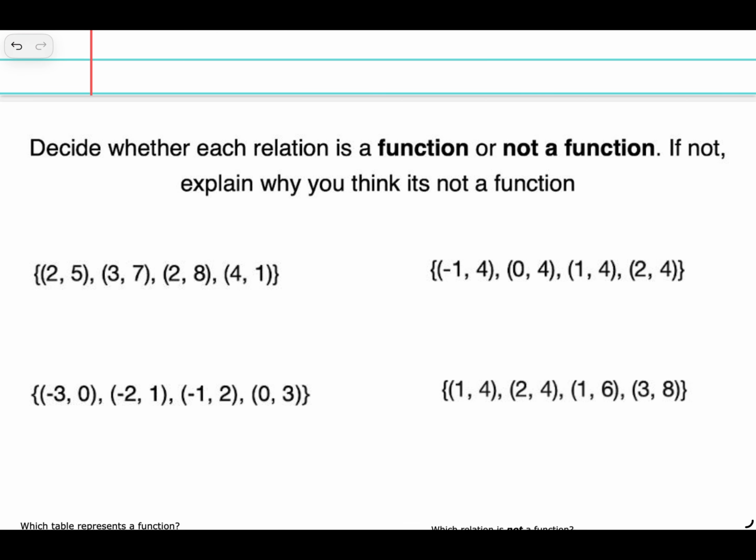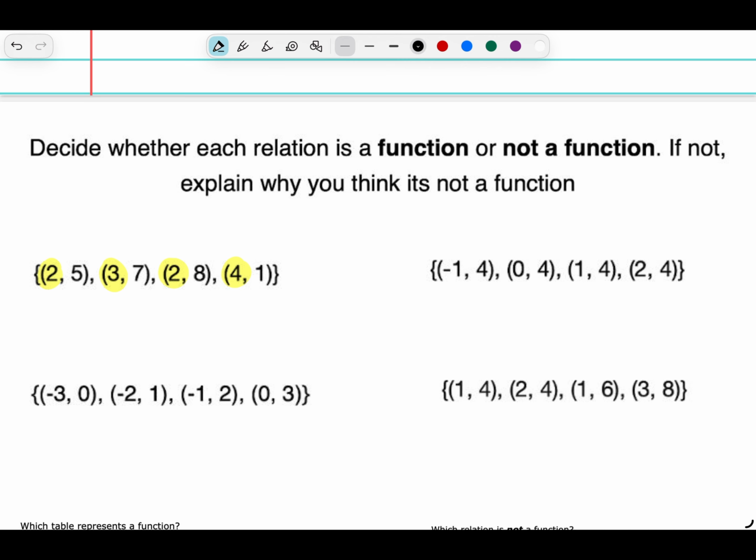So when we look at the first one, we have a list of ordered pairs. So we have (2, 5), (3, 7), (2, 8), (4, 1). Now, in order for us to determine if we have a function or not, we're only going to focus on the x values. Okay, so only the x values are the important part when identifying whether it's a function or not. So we're going to go through and highlight all the x values in this list from the ordered pairs. Now, when we highlight all of them, we're looking to see if the x values repeat. If the x value repeats, it is not a function. If it doesn't repeat, it is a function.